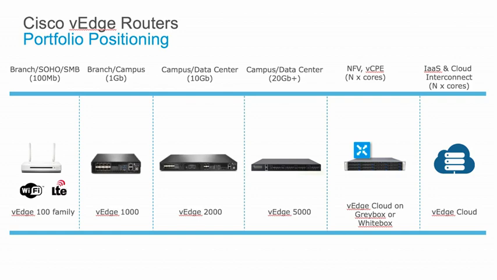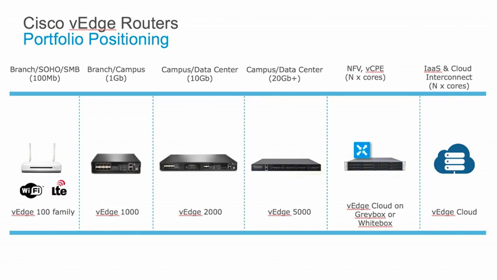The Cisco vEdge 1000 offers 1 gigabit per second of encrypted throughput, and it fits well in branch office or campus environments. The Cisco vEdge 2000 offers 1 to 10 gig of encrypted throughput, and it fits well in larger campus locations and data center environments. Cisco's vEdge 5000 offers north of 20 gigabits per second of encrypted throughput. It fits well in even larger campus and data center environments.